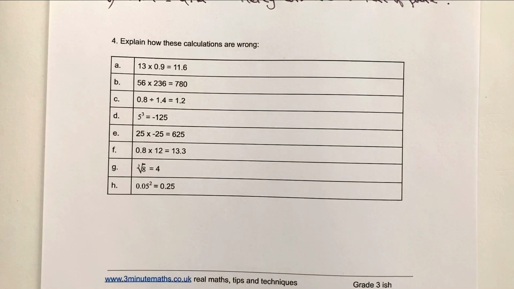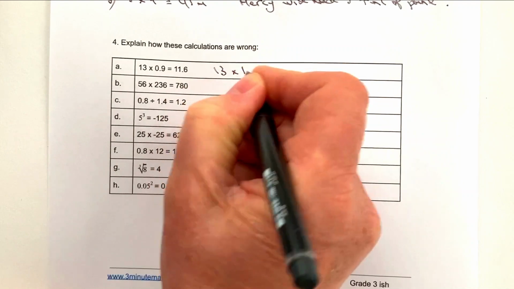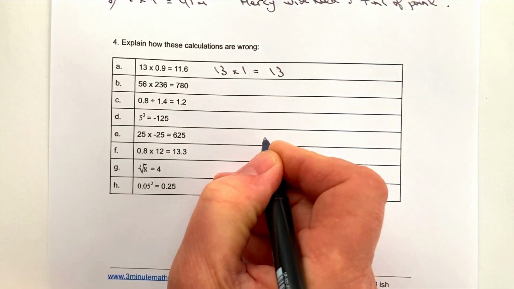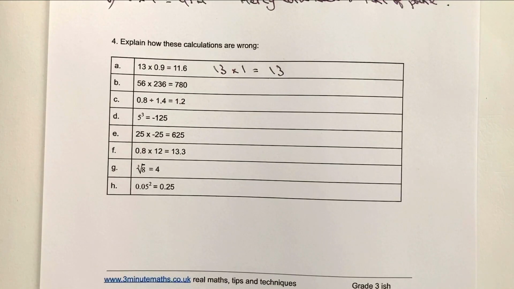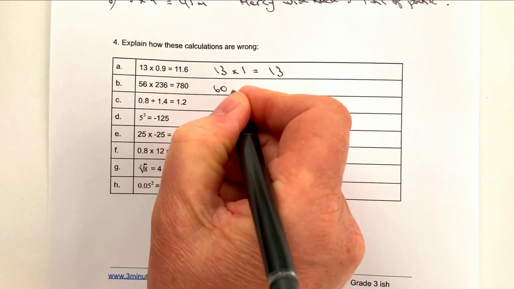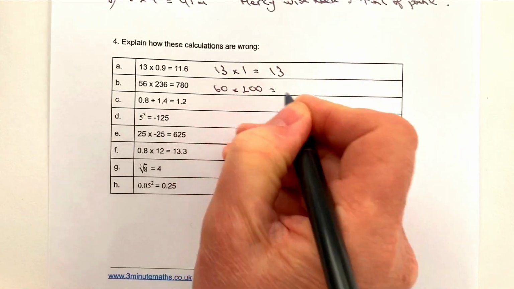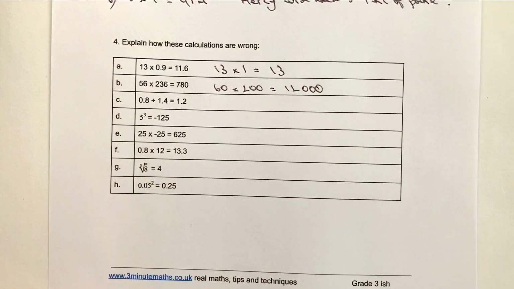Okay, so this particular first one, I would say that 13 times 1 is 13. So therefore 11.6 is going to be just too low. Now, you can add a bit of text if you want to, but essentially, just for the sake of the video, this would be the working I would show. Okay, so a similar sort of thing with the next one. I've got 60 multiplied by 200. Well, again, it's very low. That's going to be 12,000.